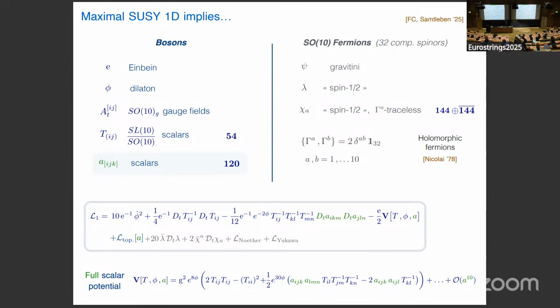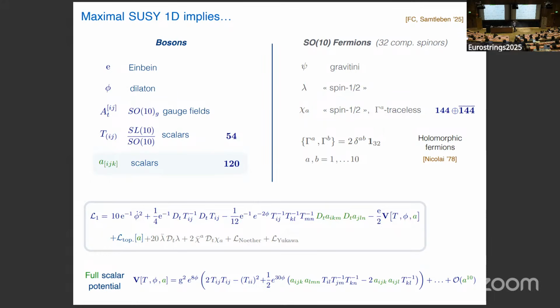This is now a kinetic term from these additional axionic scalar fields, the 120 additional scalar fields. You have a scalar potential, which is quite complicated. It contains the terms you saw on the previous slide, but now it also contains many other terms with the additional axionic scalar fields. It goes up to axions to the 10. You have a topological term which is quartic in these axionic scalar fields, and then you have all the fermionic terms, and you can notice here that you don't have any kinetic term for the gravitino because the Rarita-Schwinger term in one dimension naturally vanishes.